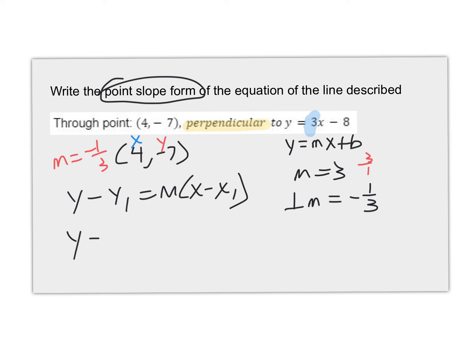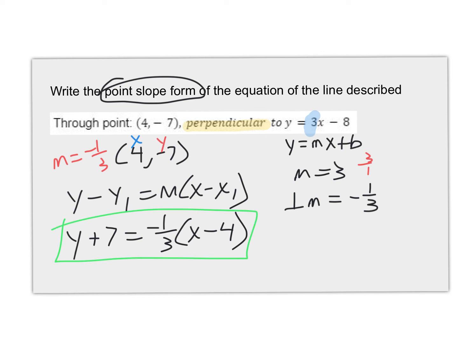So we're going to write y plus 7 equals the slope of -1/3 times x minus 4. So we plug the 4 in here and the -7 in here. Notice it looks like the opposites. So the y1 went from -7 to looks like +7, and 4 to -4. And that is our answer right there. All right, that's a quick review of writing equations that are parallel or perpendicular to another equation and doing that in point-slope form.